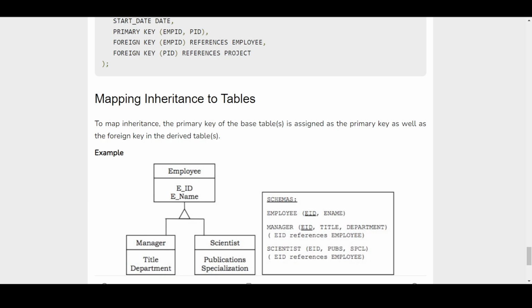How will the schema be created here? Employee: employee ID, employee name. Manager: employee ID, title, department, and employee ID references the Employee table. Scientist: again employee ID, and publications, specialization; again employee ID is a reference to the Employee table. So this is the unique ID, the primary key which will be referred to by both tables, Manager and Scientist.